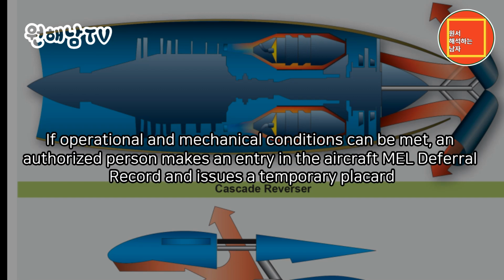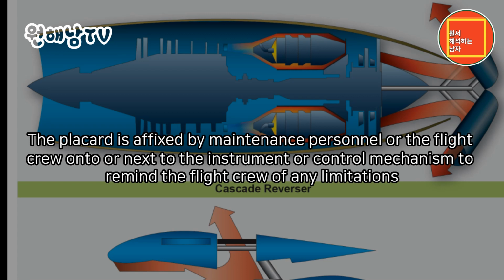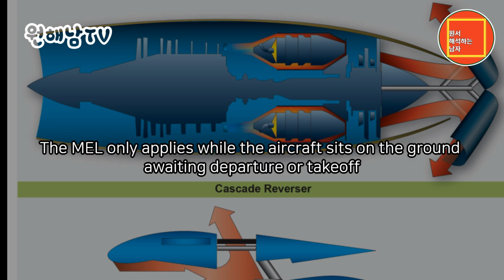If operational and mechanical conditions can be met, an authorized person makes an entry in the aircraft MEL deferral record and issues a temporary placard. This authorizes the operation for a limited time before permanent repairs take place. The placard is affixed by maintenance personnel or the flight crew onto or next to the instrument or control mechanism to remind the flight crew of any limitations. The MEL only applies while the aircraft sits on the ground awaiting departure or takeoff.